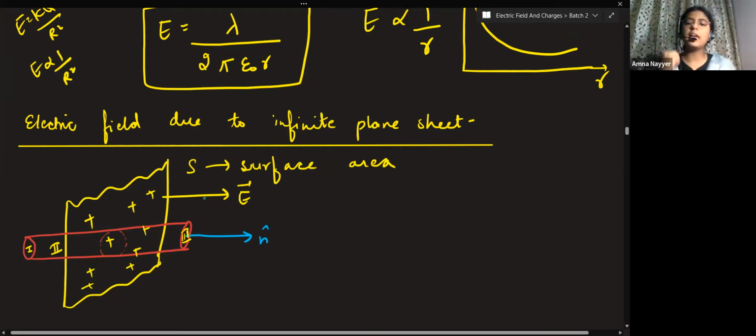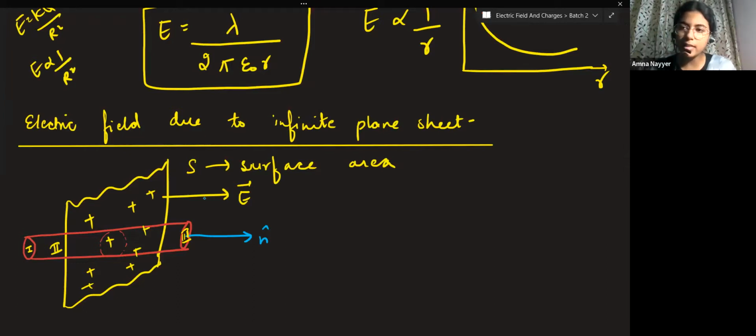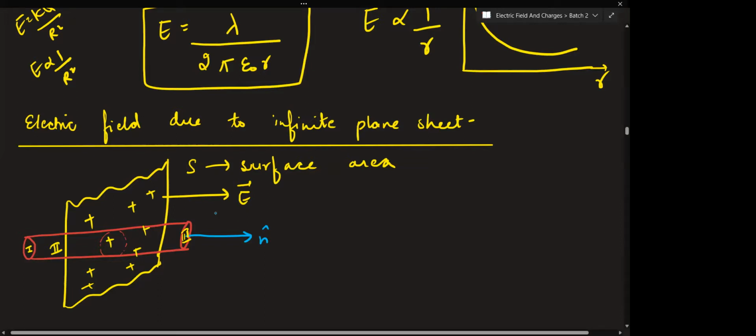Electric field is also directed along the x-axis. Now the area vector is also directed along the x-axis. So what is the difference between them? Means what is the angle between them? 0 degrees.